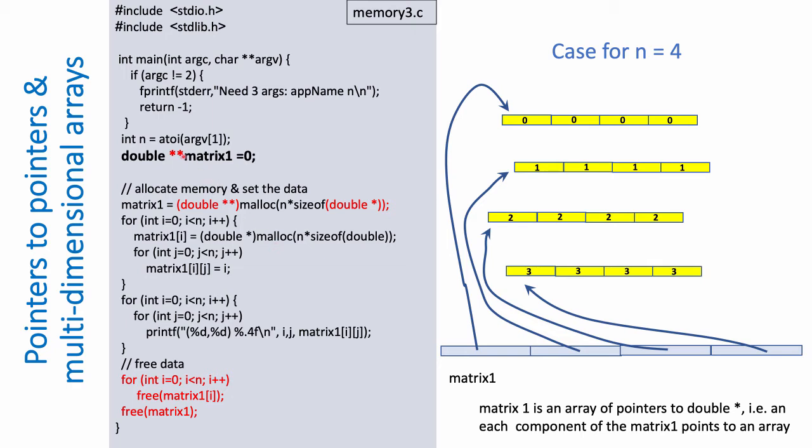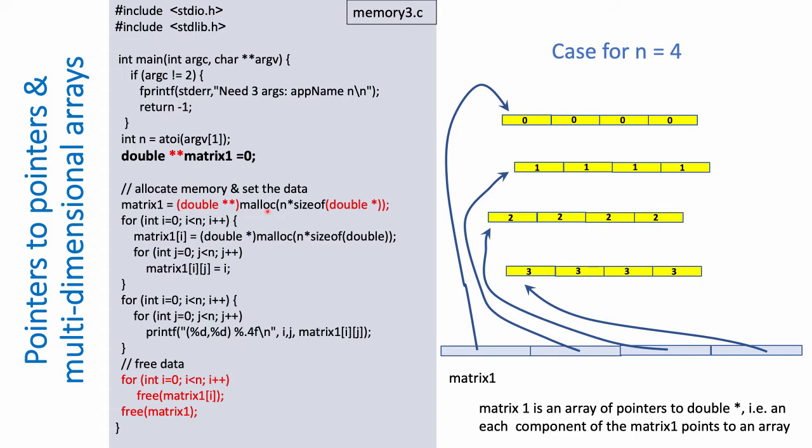This is an even more convoluted example. Here we're introducing the notion of a double pointer. So what is a pointer pointer? Matrix 1 is a pointer, so it's an array of something. What is it an array of? It's an array of pointers to arrays. So here's matrix 1. The first component is a pointer, it points to an array. The second component is also a pointer, it points to a second array. It's a different array.